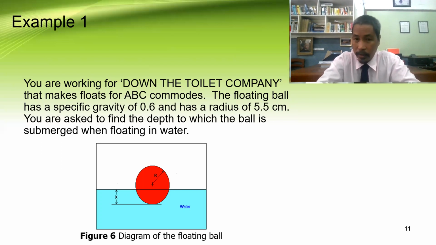Radius, what do you mean by radius? We already know that in our geometry. So 5.5 centimeter. You are asked to find the depth to which the ball is submerged when floating in water. If we take this ball with 0.6 specific gravity and 5.5 centimeter radius, and submerge it into water, what will happen?